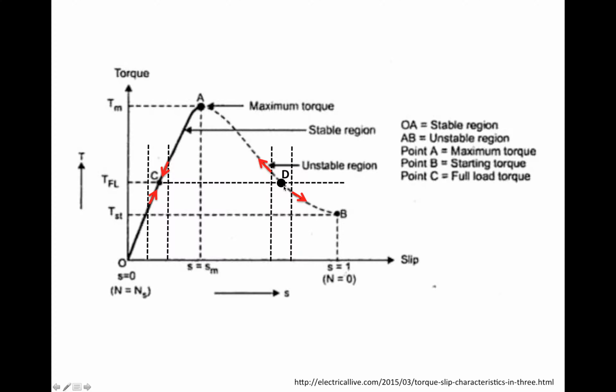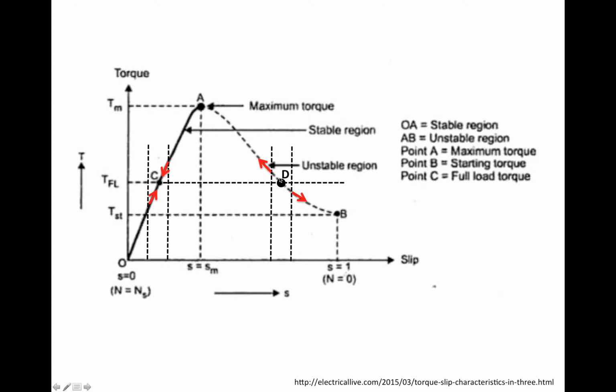But the situation is very different for the point D, which is in the unstable zone. If for some reason the slip increased a little bit, which corresponds to a decrease in rotor speed, then the torque also decreases if we follow the curve. If the torque decreases, the rotor is going to slow down even further, and the motor will deviate from point D even further.